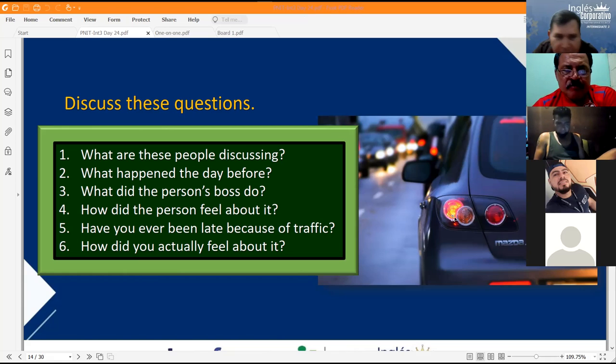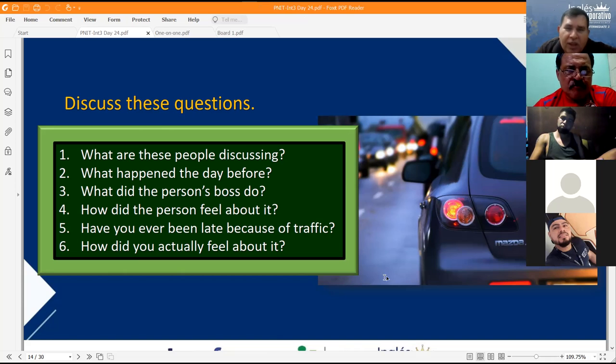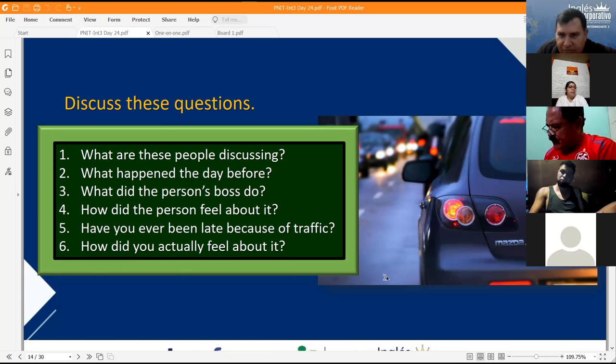Now let's continue. What are the people in the conversation discussing? Traffic, right? Have you ever heard people on the bus talking about traffic? Yes, people commonly talk about the traffic. What happened the day before? Do you remember what happened the day before in the conversation? A car had broken down. Yes, a car had broken down, and it took hours for them to remove it from the street.